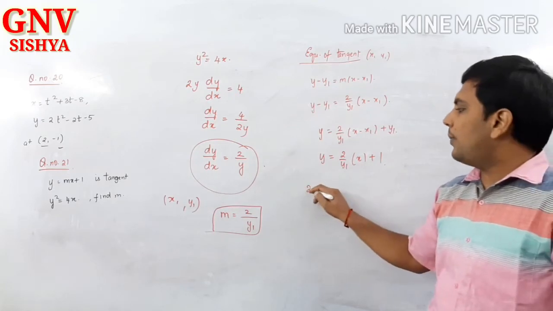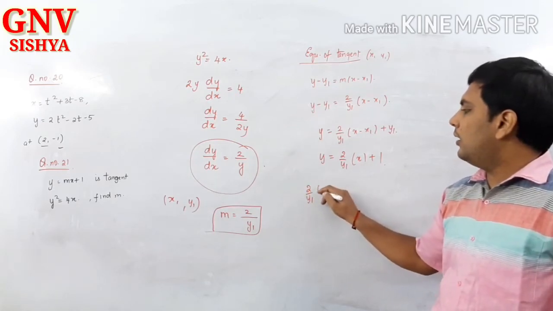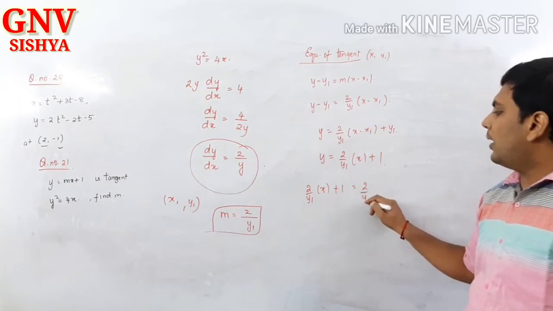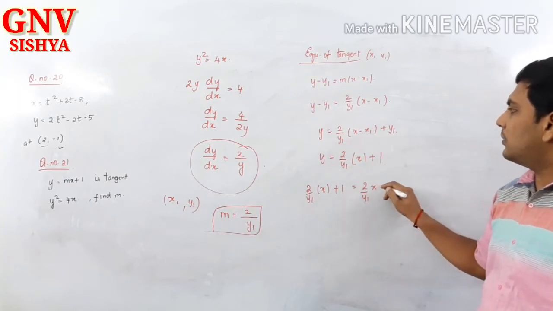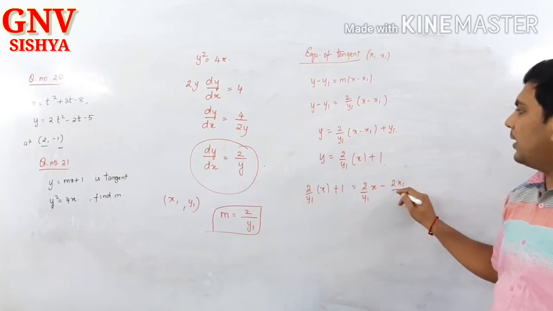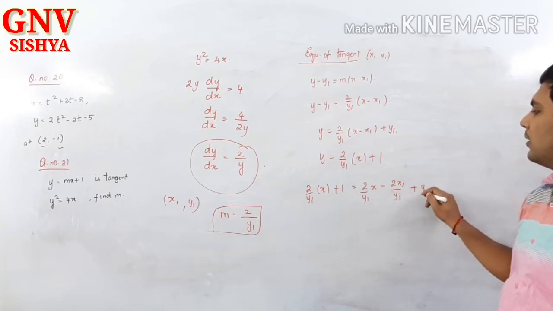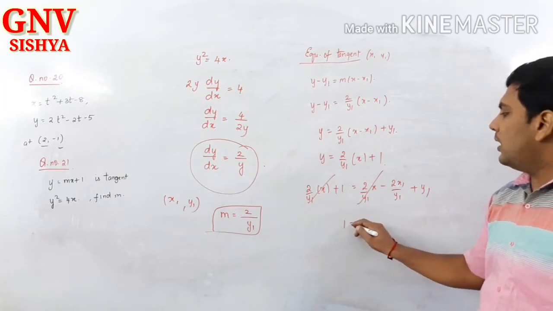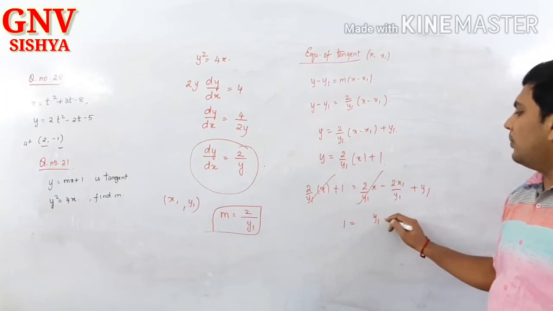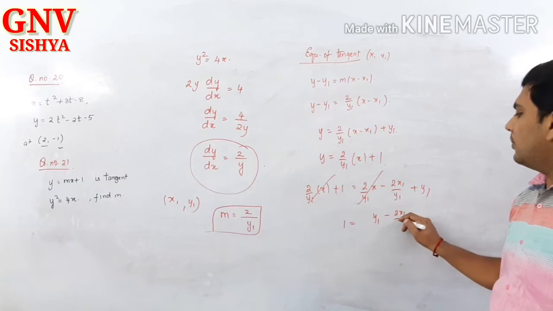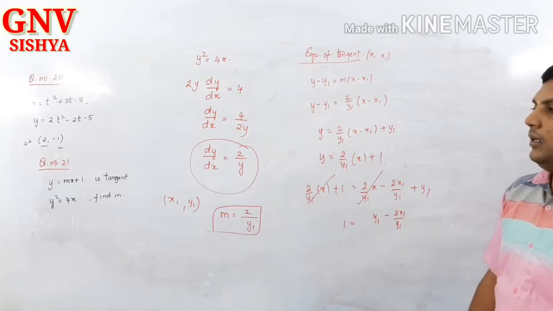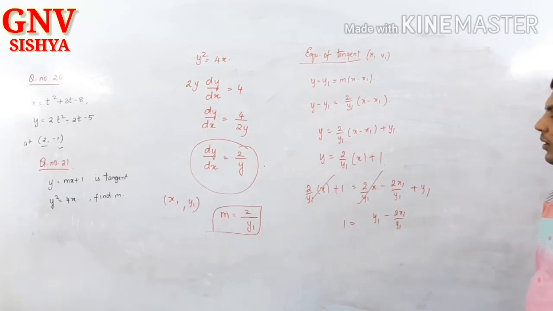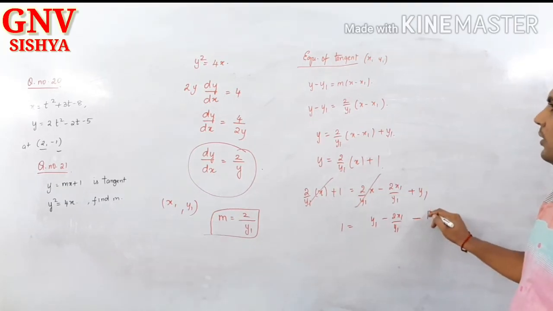So if I equate, what will happen? 2 by y1 into x plus 1 is equal to 2 by y1, multiplying inside, x minus 2x1 by y1 plus y1. So can I cancel these two? Okay. So what will happen? 1 is equal to y1 minus 2x1 by y1. Am I right? Yes or no? Okay, so this is how we get a relation between x1 and y1, right? Let me consider this as equation number 1.